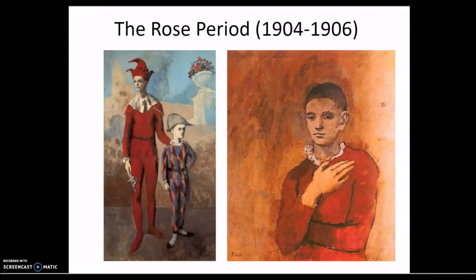During the rose period, things started getting a little better for Picasso. He met someone, and he was feeling a lot happier. He started painting lots of pinks and reds, and included lots of characters from the circus.